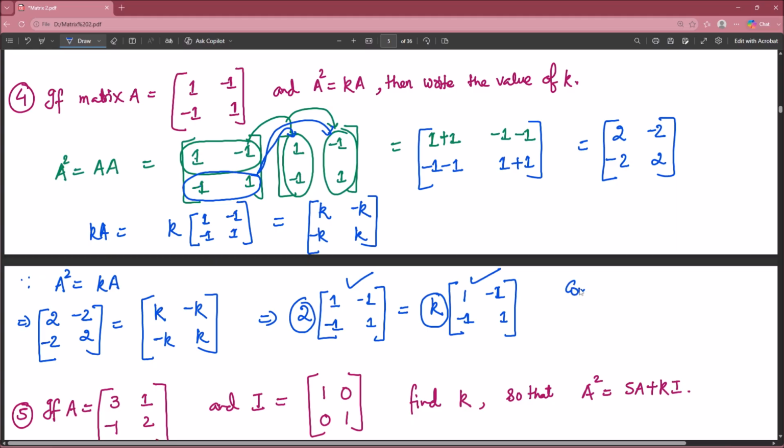So comparing both sides, the value of k is equal to 2.